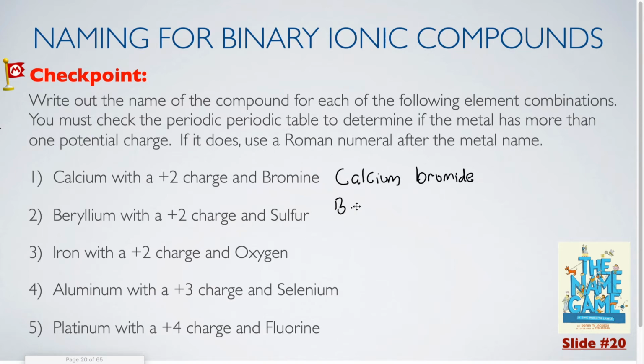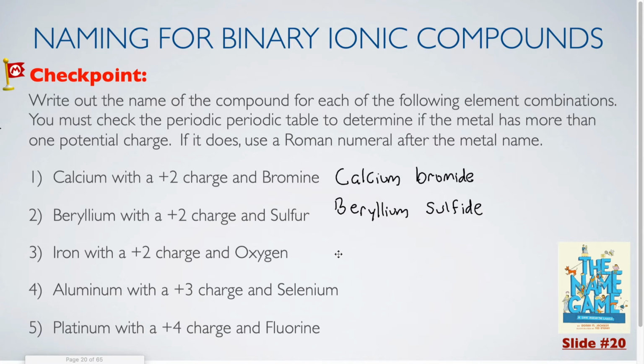Next up, we have beryllium. Beryllium, the name is going to stay the same, and then we have to determine if we need to specify that it is beryllium with a +2. If we look at the periodic table, beryllium is in the second family of the periodic table. It is always a +2 charge, so we do not have to include the Roman numeral. Sulfur is going to change to sulfide, beryllium sulfide.